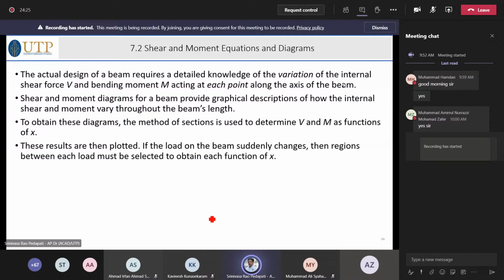These results are plotted, and if the load on the beam suddenly changes, then regions between each load must be selected to obtain each function. Let us see what it means, because theoretically, if I make some statement, it may not be very clear. Only when you take an example, it will be very clear. So in this case also, we try to draw the shear equation, the moment equation, and then plot it on a diagram.